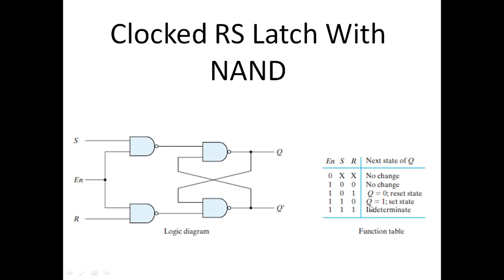Set the flip-flop. That means Q will become 1. Similarly, when 1 1 is provided here, we get 0 0 here. By providing 0 0 here, we will get 1 1, which is an invalid state or indeterminate state. So this is a clocked SR latch with NAND gates. This is an SR latch with NAND, but it is clocked or controlled by a clock pulse or an enable.